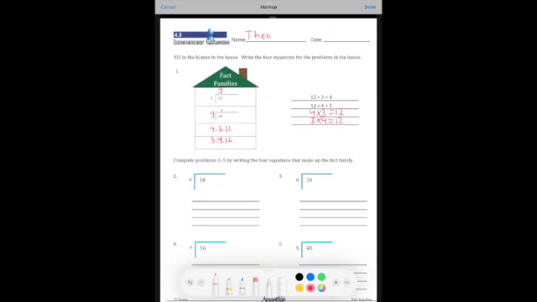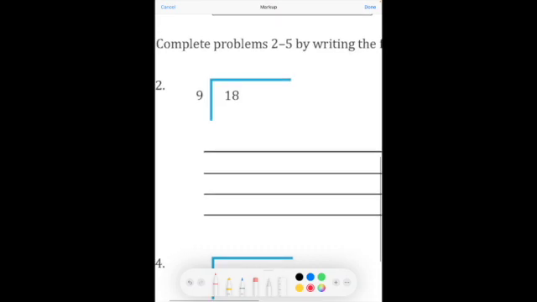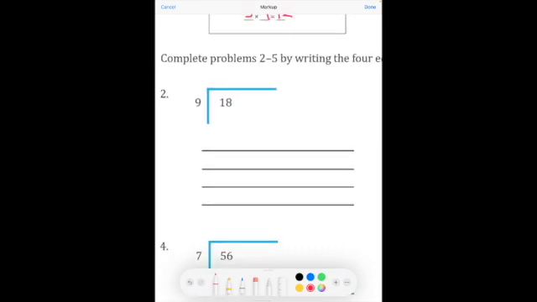Easy peasy. Did you just say lemon squeezy? You sure did. All right, on this one, Theo, he said, well, I can count by nines. 9, 18, 2. So he knows that 18 divided by 9 equals 2. And if he switches that around, 18 divided by 2 equals 9. Then he knows that 2 times 9 equals 18. And 9 times 2, guess what?